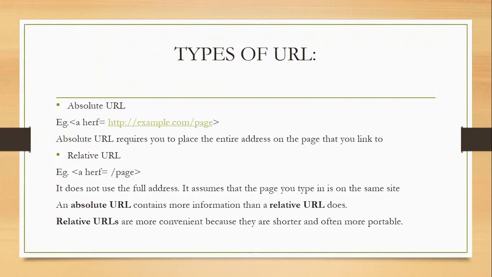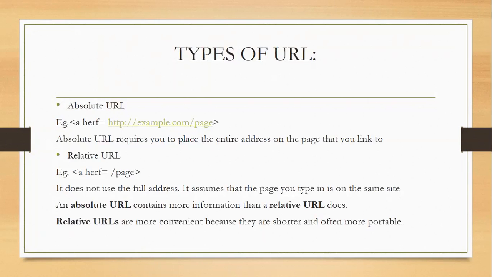Here is the example of absolute URL. A for anchor tag, href for reference is equal to, now HTTP is the protocol, after that colon, after that slashes, then the domain name, and then the location of the particular page we want to search.